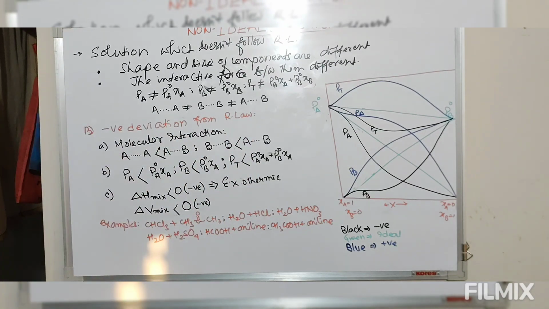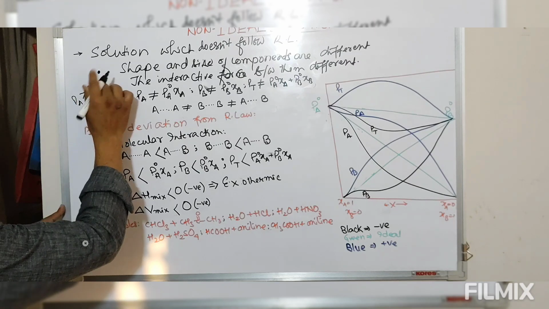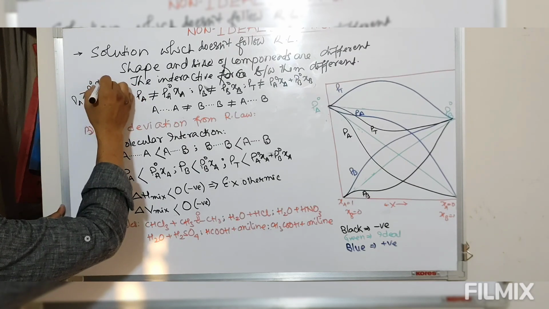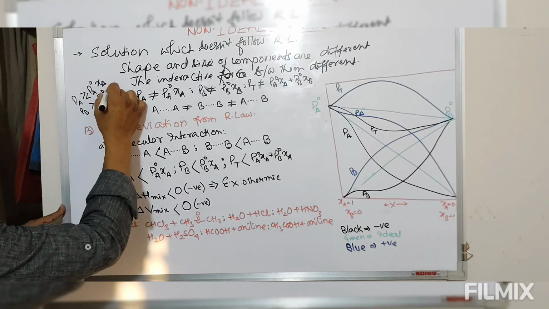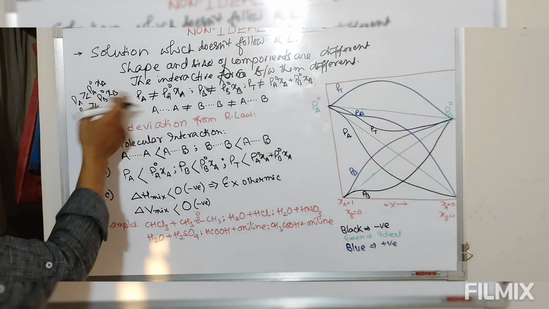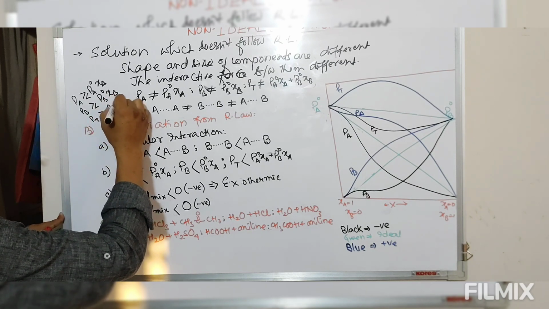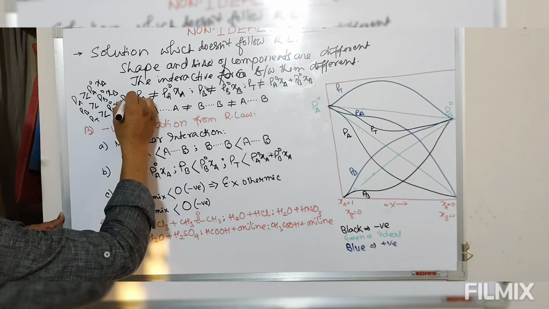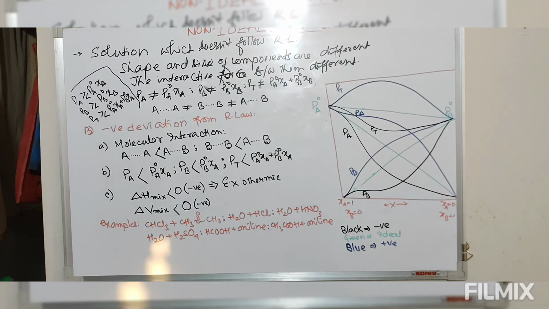So for a non-ideal solution, PA is greater than or less than PA naught XA. PB may be greater than or may be less than PB naught XB. Greater than is positive, less than is negative, and the total pressure may be greater than or less than PA naught XA plus PB naught XB. That is for non-ideal solution, whereas for ideal solution these values are equal to 0.